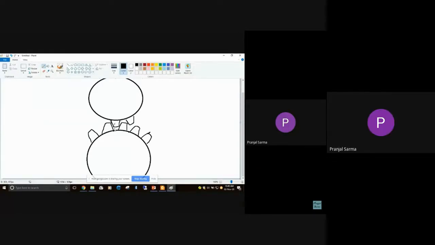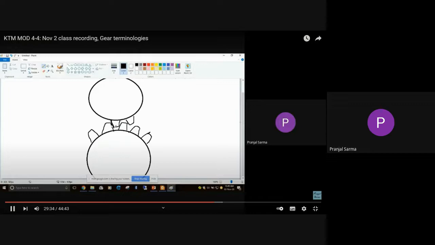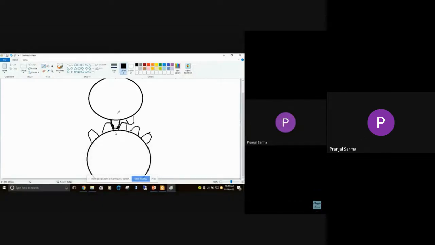Now, look at this properly. Here in this portion, you can see some gap. So we know how it works: gradual engagement should be there, that is expected from gear A and gear B. The teeth from gear A and gear B have to be properly meshed. So its requirement is proper meshing between the teeth of gear A and gear B.